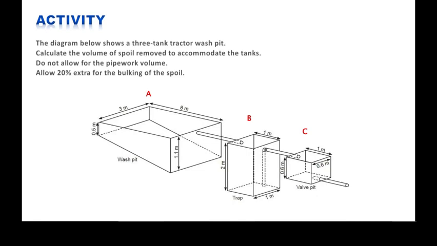There you go. So C equaled 0.36 cubic meters of excavated material, which was worked out by going 0.6 times 0.6 times 1. So that wasn't too difficult.